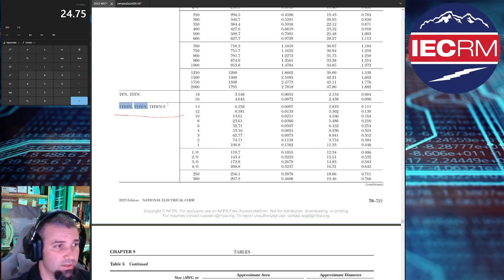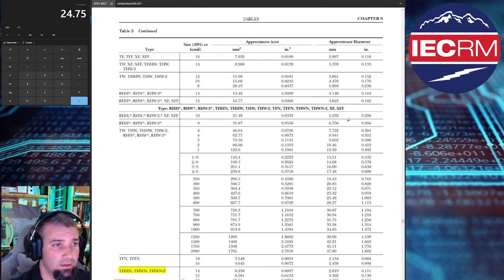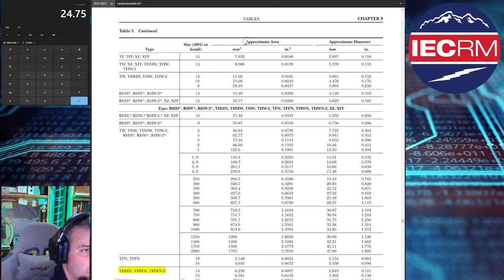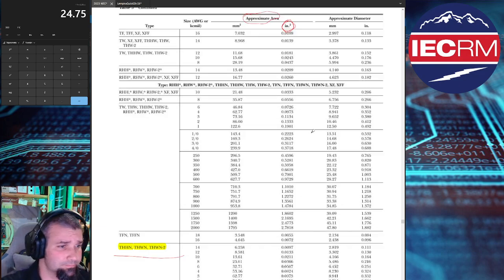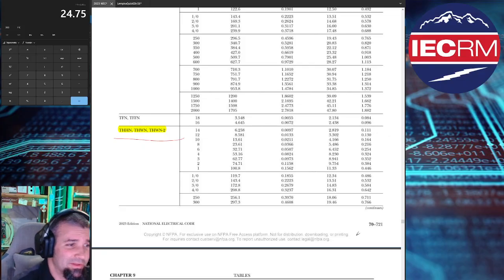In this case, it's going to be THHN, THWN, THWN-2. And just for review, we are looking at the approximate area, and I like to keep it in freedom units. You could do metric if you want, they will work out the same, but we're going to keep it in America's old freedom units. That's right, Chase. So we are going to be looking at 1/0 and 3/0.